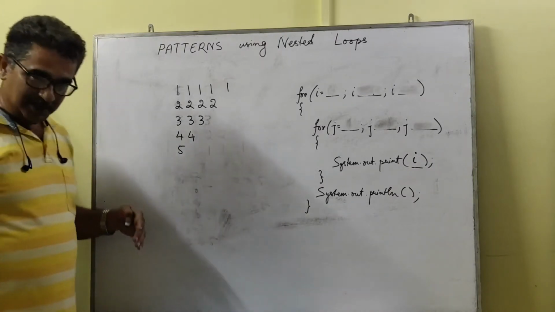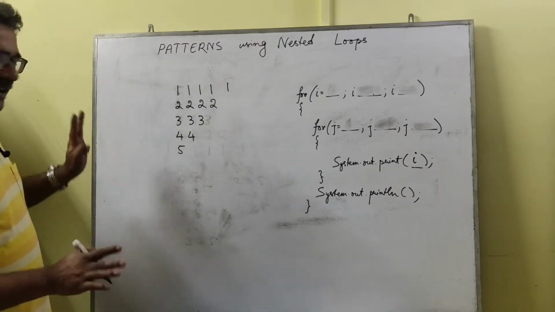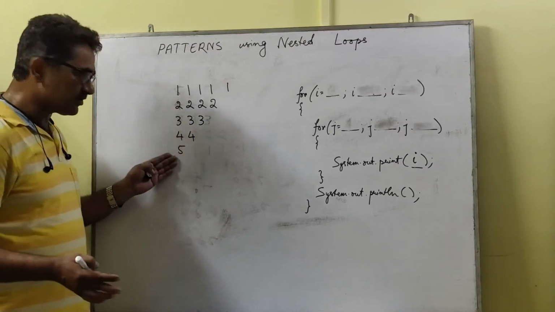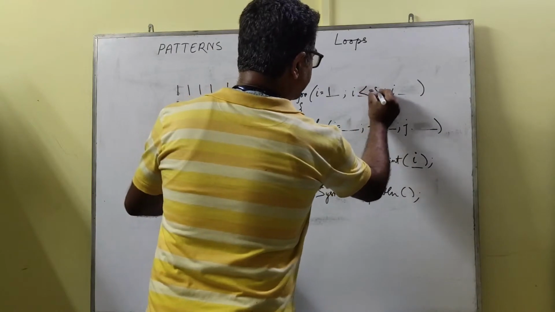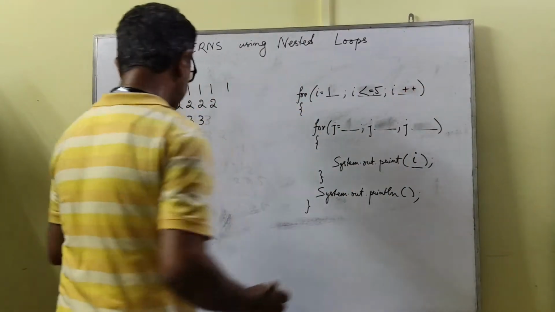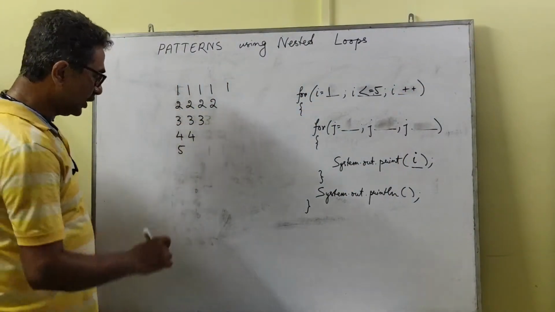Even finding out the inner loop out here is quite tricky. Anyway, the outer loop we can easily find out. That is from 1 to 5. Either way, it is 1 to 5. So 1 till 5, I plus plus. So now determining the inner loop.